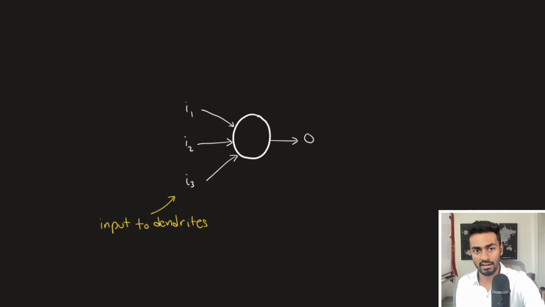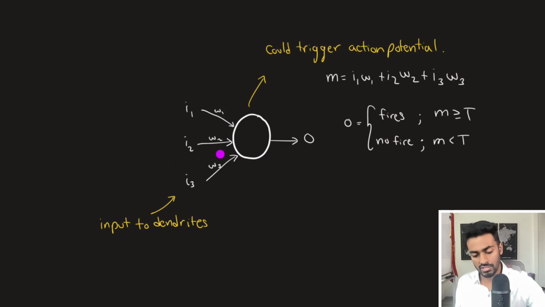Specifically here, we can consider the inputs as inputs to the dendrites. Now these weights are going to be individual potentials associated with each dendrite due to previous connections. This could trigger an action potential where we calculate the current membrane potential M, and it fires if it's greater than some threshold potential, or it doesn't fire if it's not. And so you can see how this is the computation model because we broke it down into a set of calculations or computations.